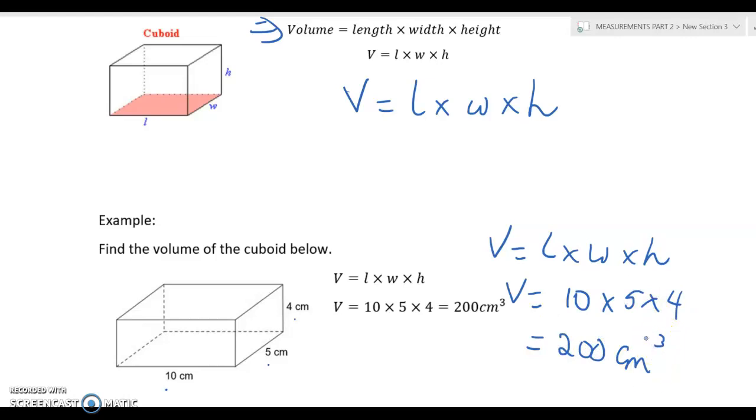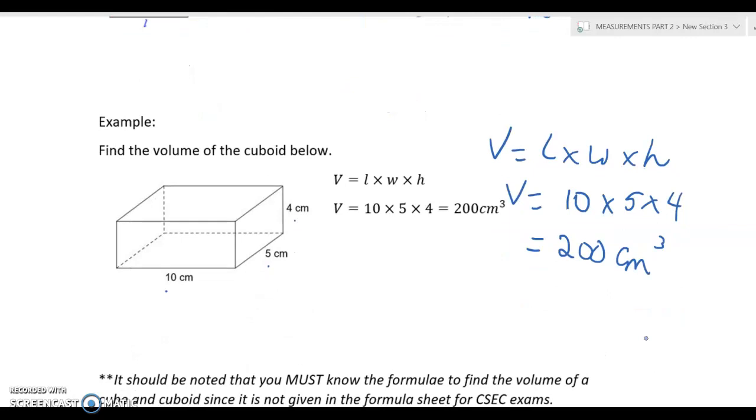So to recap, volume of a cube is side times side times side, and volume of a cuboid is length times width times height. Pretty simple. Now, it should be noted that you must know the formulae to find the volume of a cube and cuboid. Remember, we have talked about the formula sheet they give in paper 1 and paper 2 for CSEC. You don't get the formula for the volume of a cube and cuboid, because these are two basic formulae that you're expected to know. So just make sure you know those two.